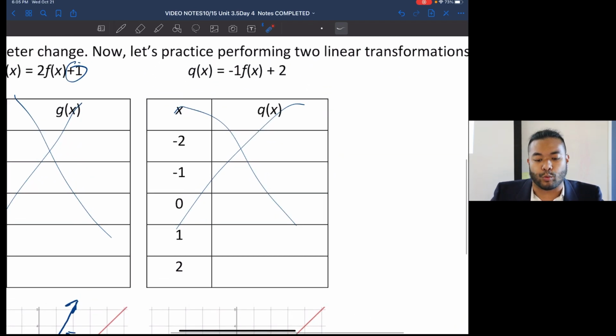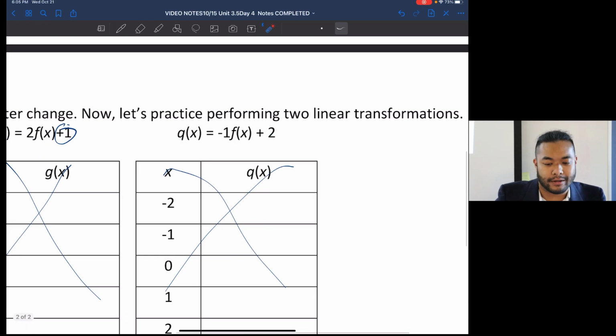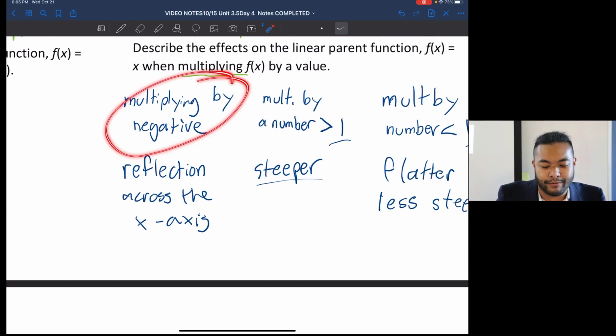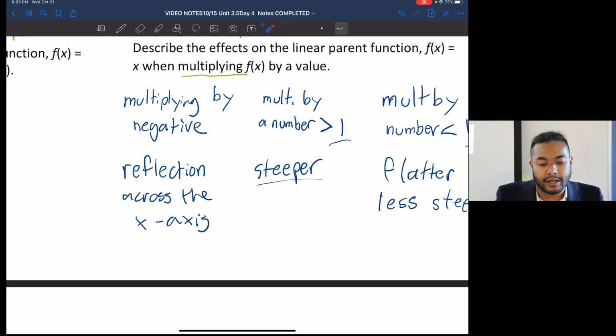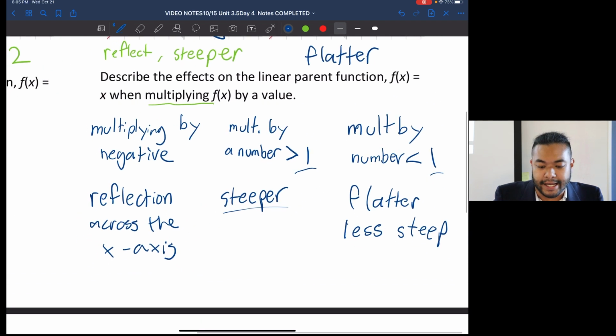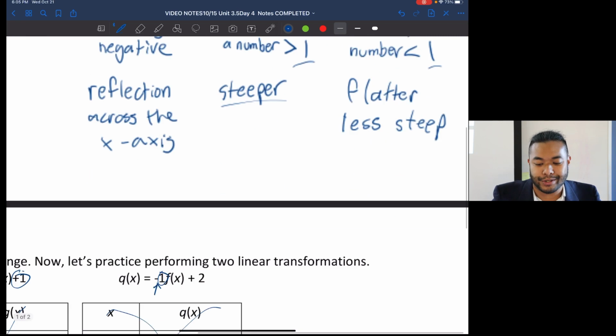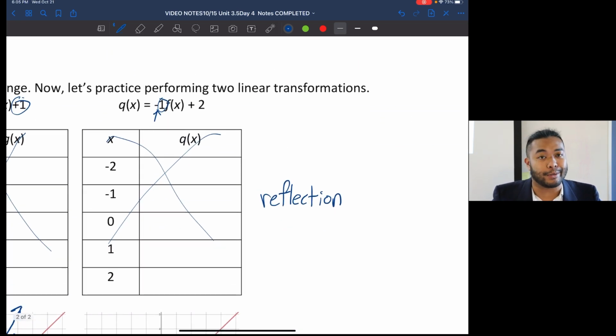So let's look at this one. Here I have two transformations. I am multiplying by -1. So the negative, let's see, if I multiply by a negative, I'm going to have a reflection. So the first thing I should write down is the transformation. Because of this negative, it'll be a reflection across the x-axis. But since I'm multiplying by -1, I ask myself, is 1 greater than 1? Is 1 less than 1? No. 1 is 1. The slope hasn't changed. So no slope change. It does not get steeper. It does not get flatter. So it's just a reflection.